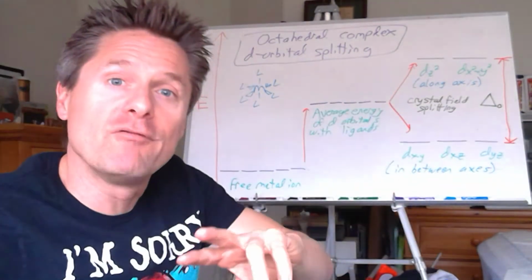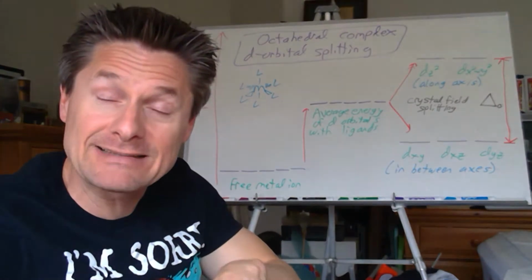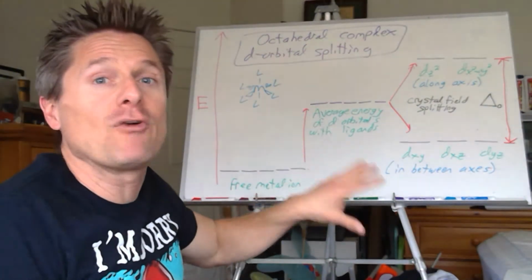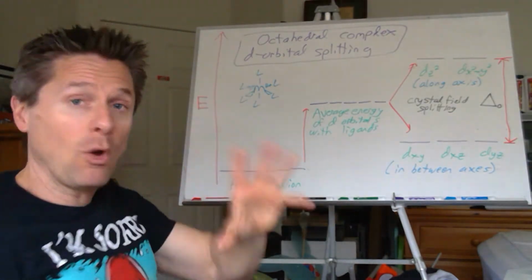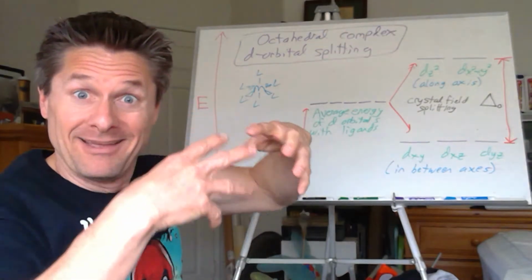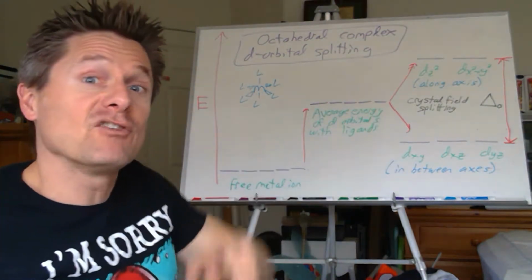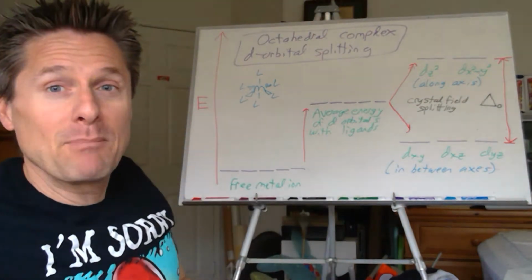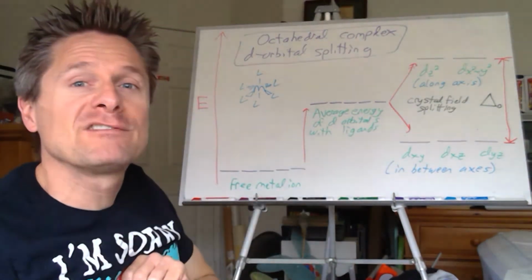And then we'll go to other videos to look at how that affects magnetism, and then another video on how that affects color. So let's do the exact same thing for a tetrahedral complex, which is totally different because the ligands come in not along the axes. It's a little bit different. So the splitting turns out to be the opposite. So write that baby down. That's called crystal field splitting.